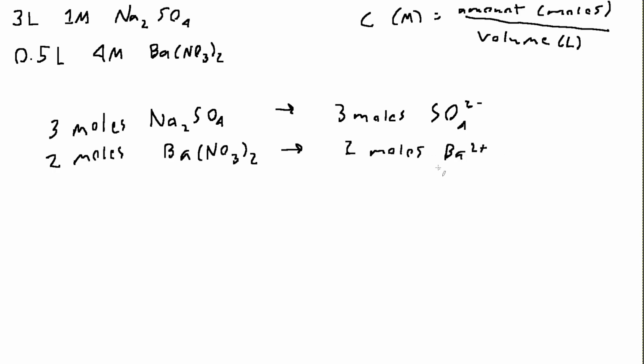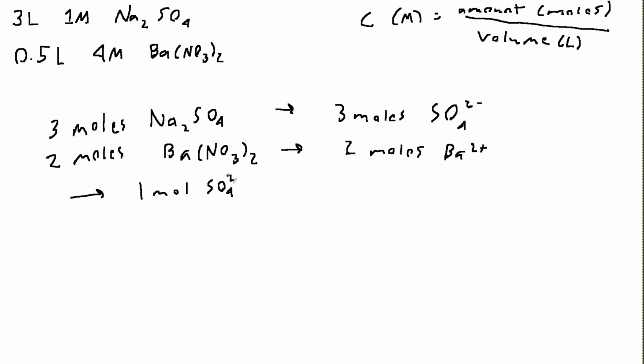Okay, so every mole of barium 2+ is going to react with a mole of sulfate and cancel each other out because they're going to precipitate out of the solution. So we have 3 moles of sulfate and we're taking away 2 moles because every mole of barium is going to take away 1 mole of sulfate. So that means we have 1 mole of sulfate left at the end.